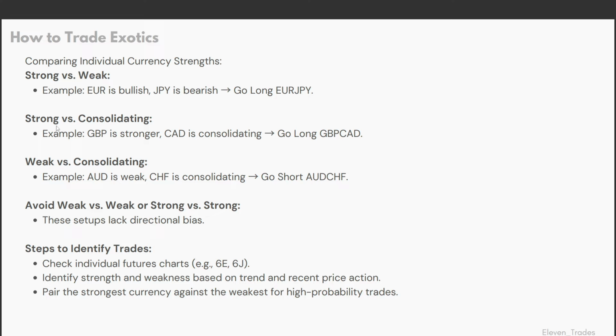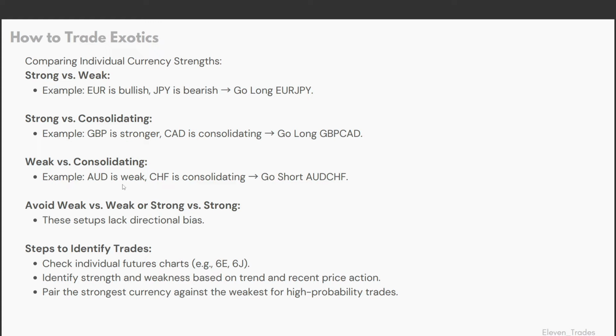Now the second one is strong versus consolidating. In this case, we will pick a strong pair. For example, if the GBP is a stronger pair and the CAD is consolidating, then we will long the GBP CAD because the GBP is strong and it will dominate the CAD, which is consolidating, and it will move to the upside.